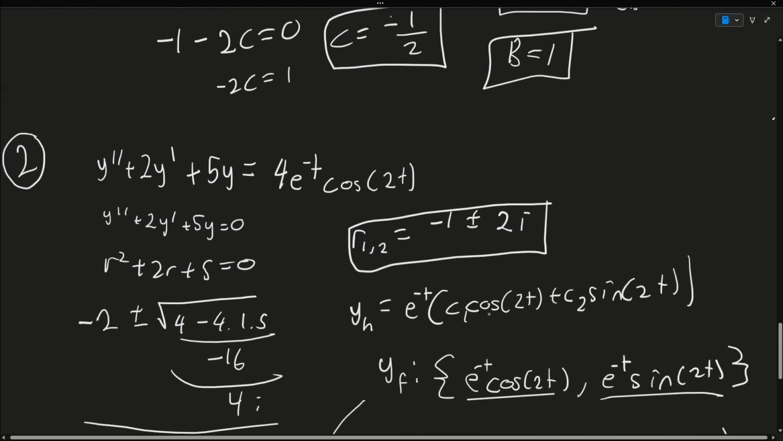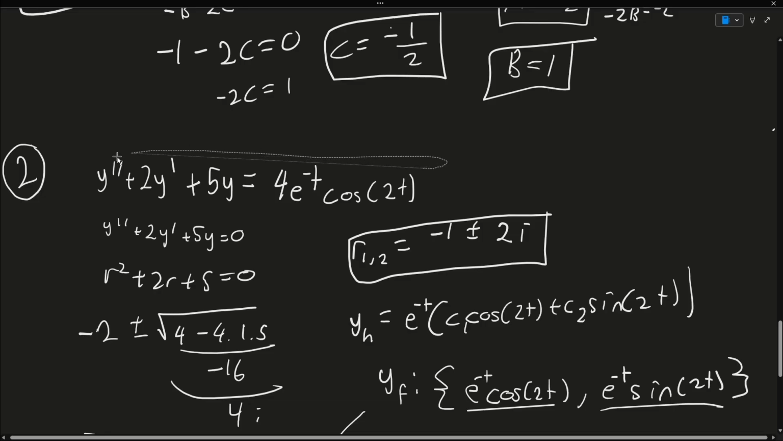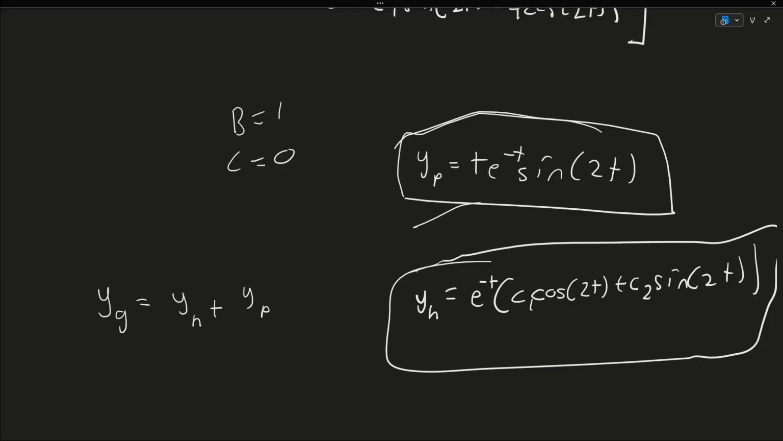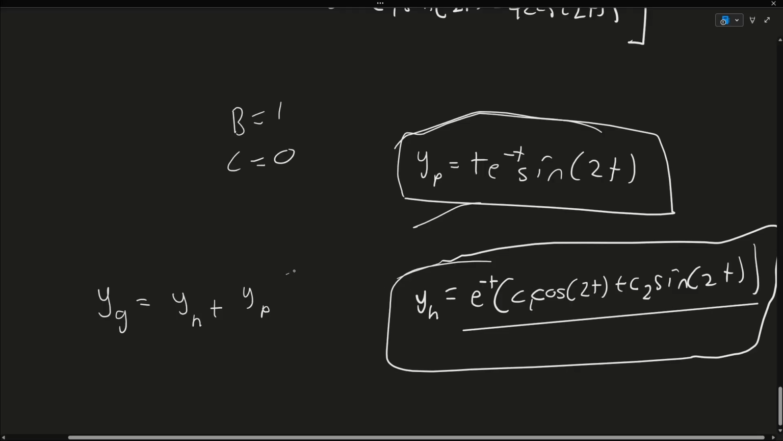Now let's plug that into the differential equation. When we plug the yp terms into the differential equation, we will have b equals 1 and c equals 0 from algebra. And once we do that, we will be able to solve for yp, which will be t e to the minus t sine of 2t. And since we had yh previously, when we solved the characteristic equation, we got this. We will now be able to solve the differential equation.